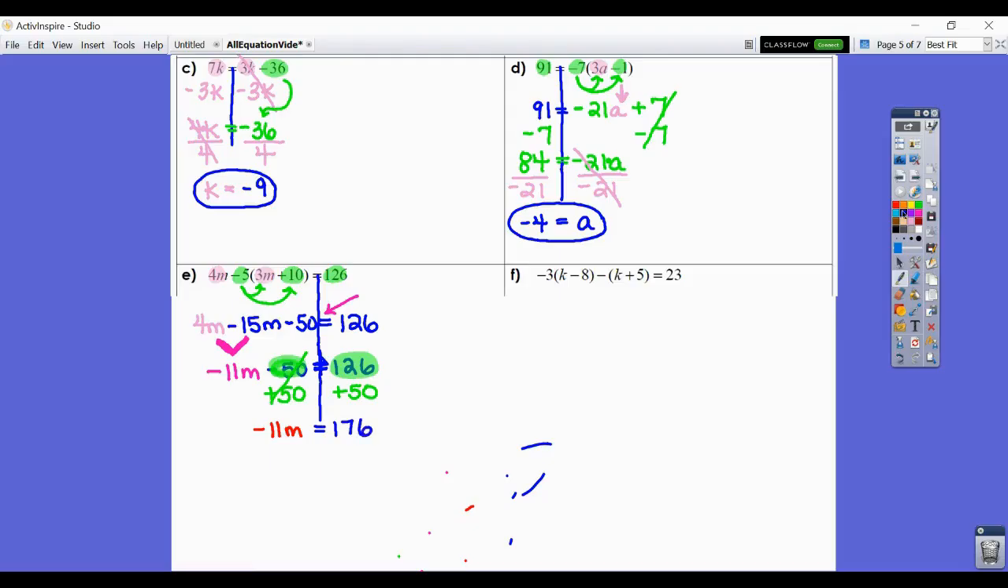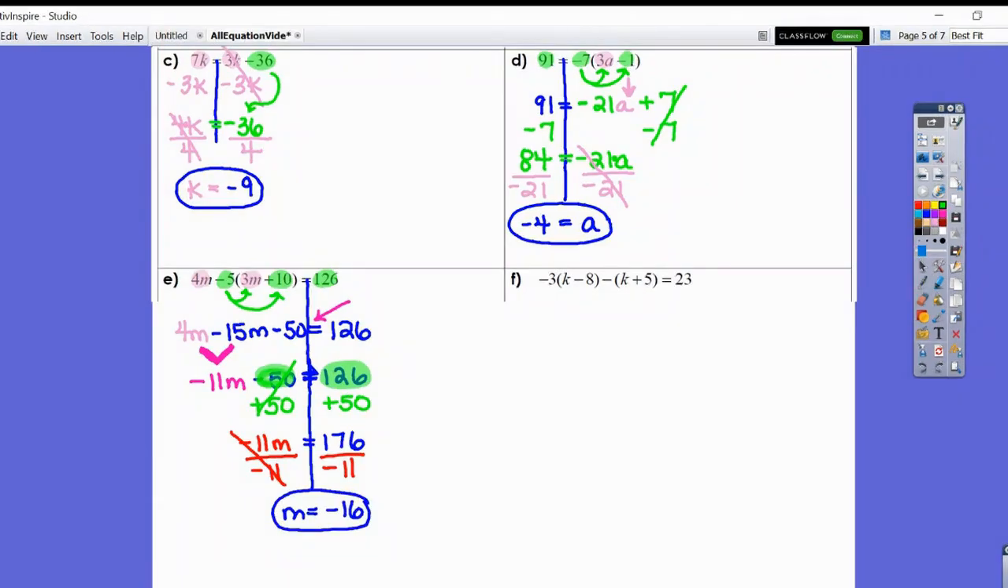From here, it's negative 11 times m. Do the opposite of multiplication, which is division on each side. When I divide negative 11 by negative 11, I get my answer to be m equals 16. And that would be a negative 16 because a positive and a negative make a negative there.